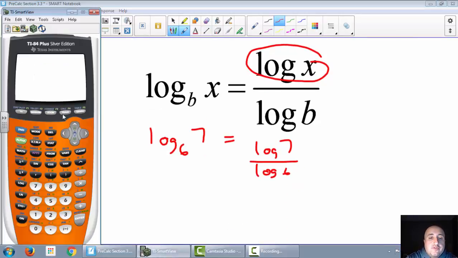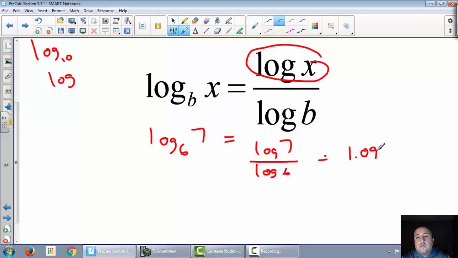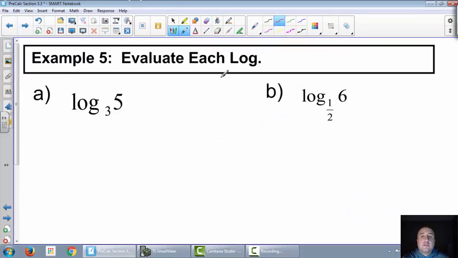So since on the calculator this log means log base 10, we're going to do log of 7 divided by log of 6. And the answer to that log is 1.09. Change of base is super simple. Okay, let's do one example. It doesn't matter. Let's do part B.